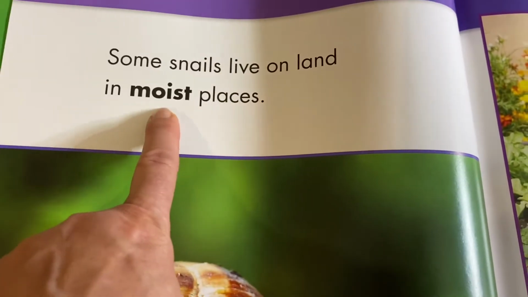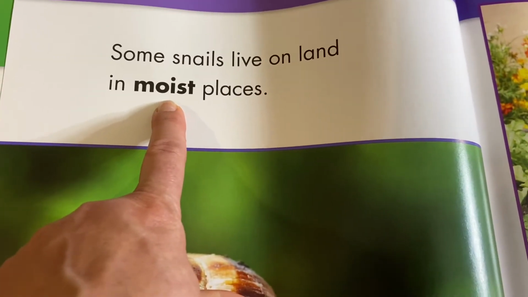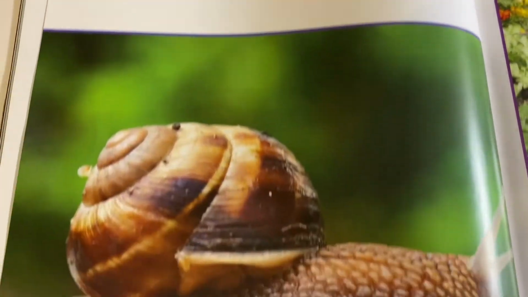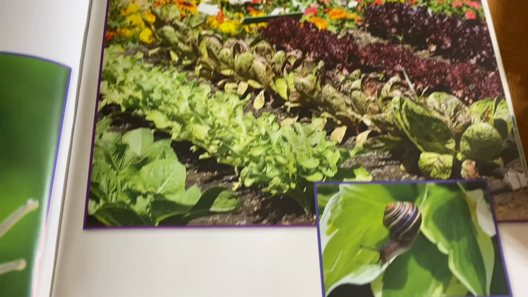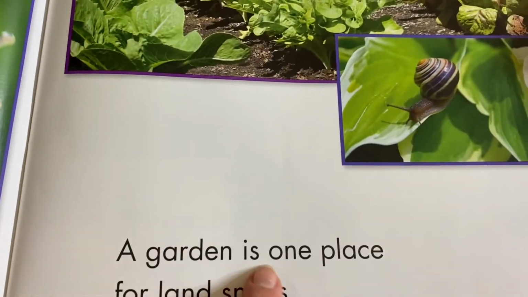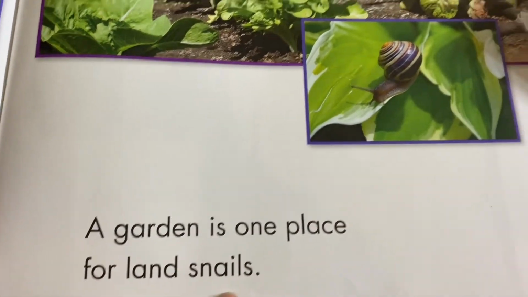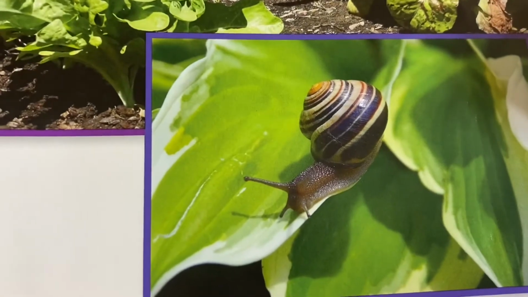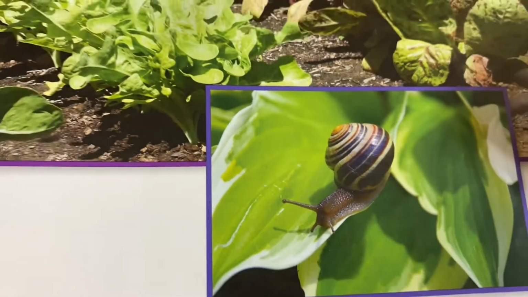Does moist mean dry or wet? Moist would be a little bit wet. A garden is one place for land snails. Here's the snail.